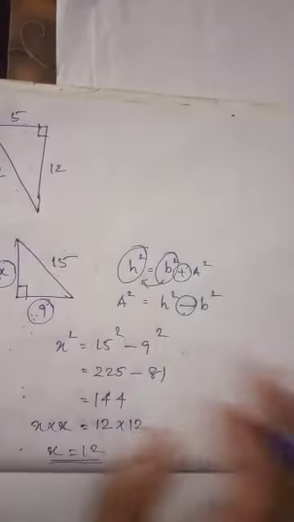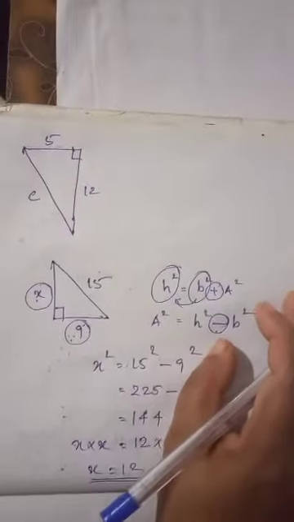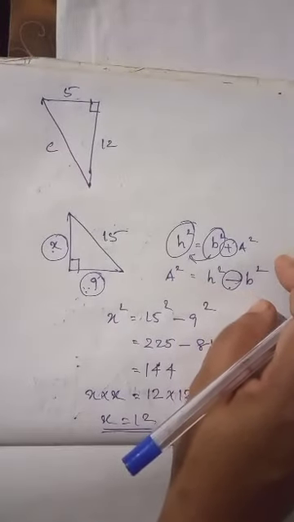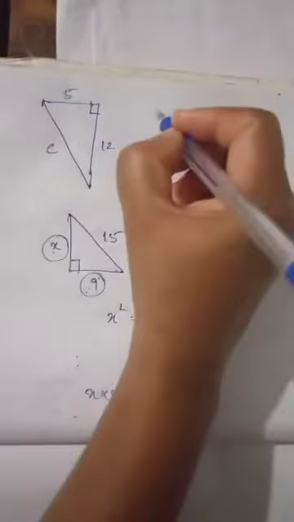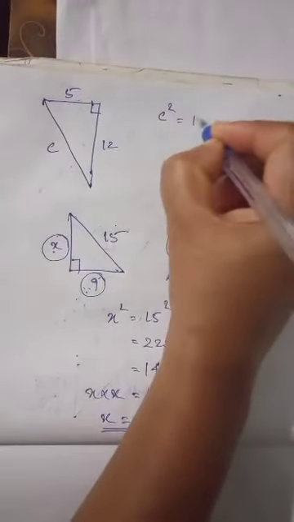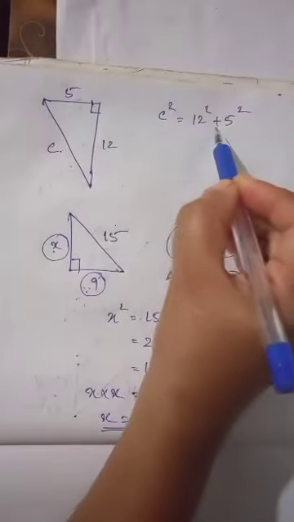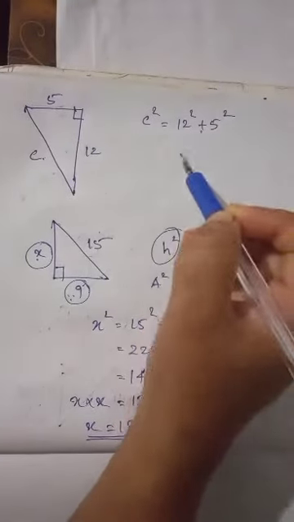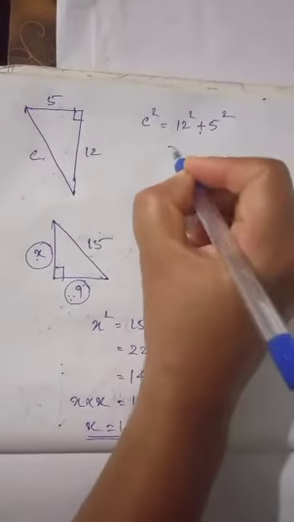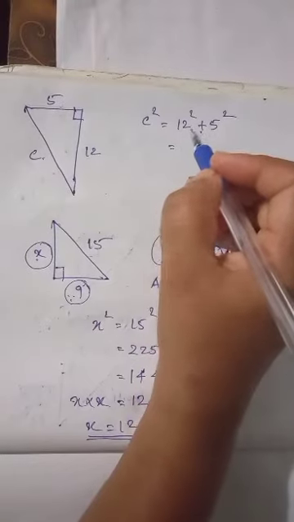Like this way, when we are practicing, you will get it easily. That is a very important theorem, Pythagoras. Here also hypotenuse finding: C square is equal to 12 square plus 5 square. Hypotenuse finding means addition. Other two sides finding means subtraction. That only you have to keep in mind.